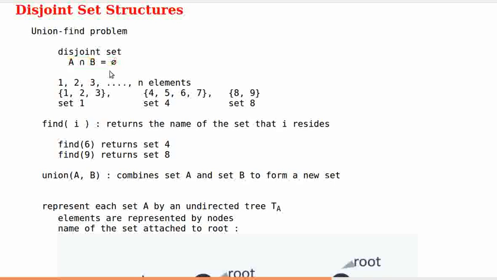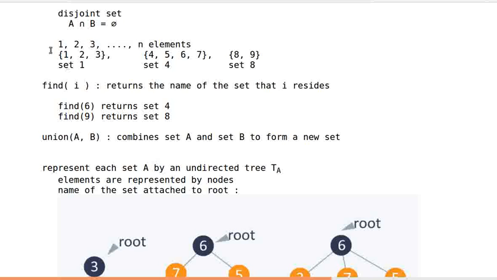Suppose we have n elements, labeled as 1, 2, 3, up to n. For example, we have 9 elements and they are in 3 disjoint sets. The first element in a set is the name of the set. Here set 1 has elements 1, 2, and 3. Set 4 has elements 4, 5, 6, and 7. Set 8 has elements 8 and 9.